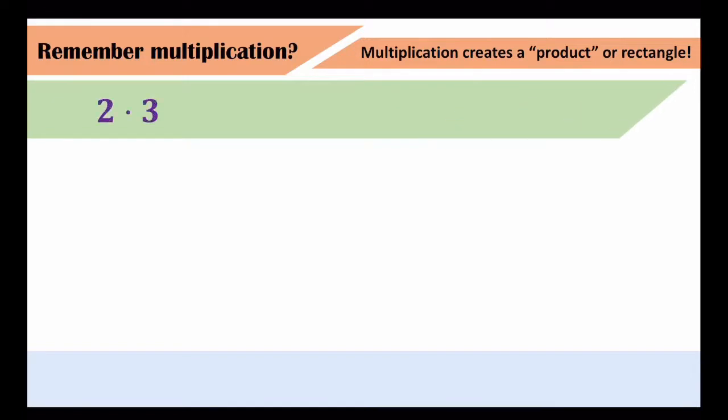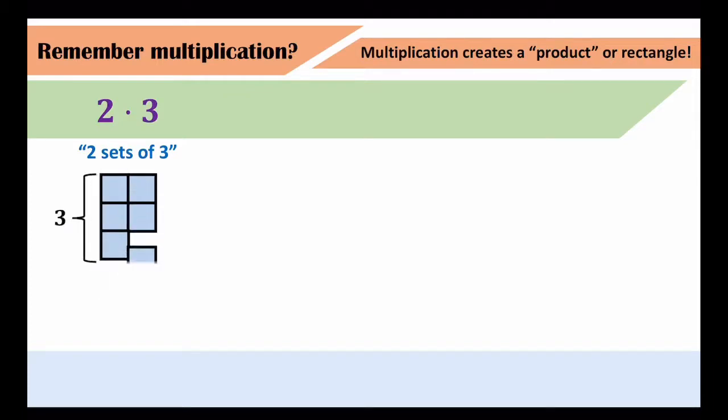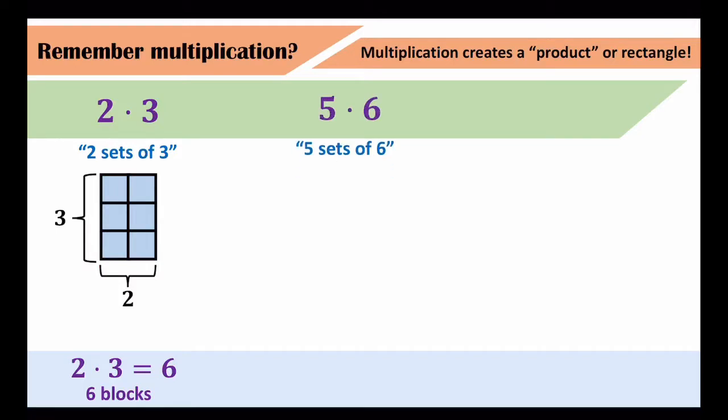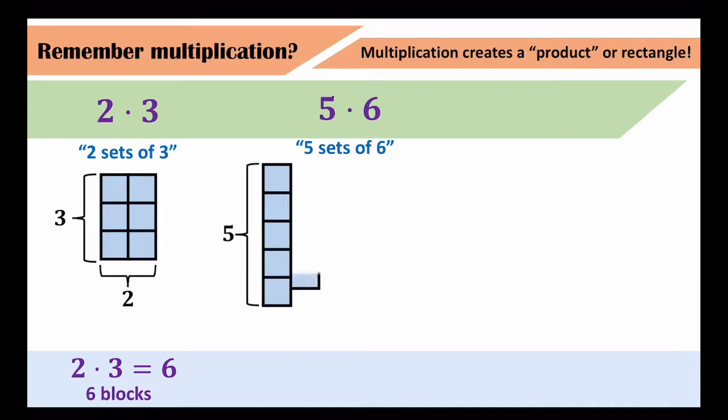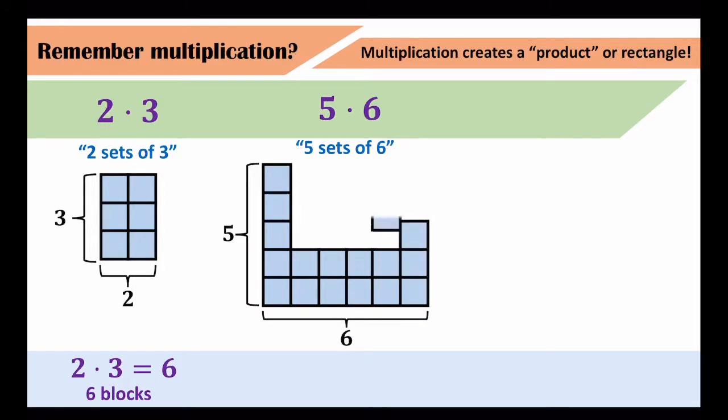We're going to review some multiplication again. So remember, multiplication creates a product. So 2 sets of 3. There's my set of 3. And 2 sets of 3 will make 6. So you can see here 6 blocks in total. So this is going to say 5 sets of 6. And so I'm going to have a set of 5 and a set of 6 on the bottom. And I just fill it in. That's what multiplication is. It's creating a field of blocks, a product of blocks.